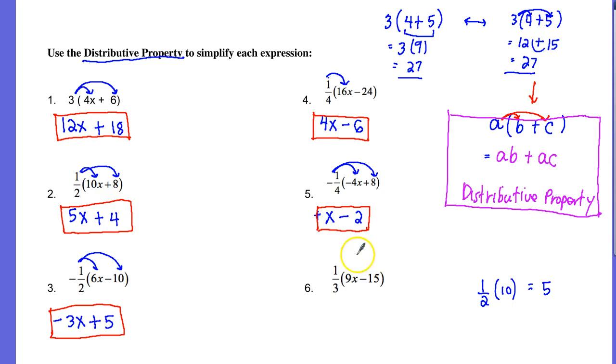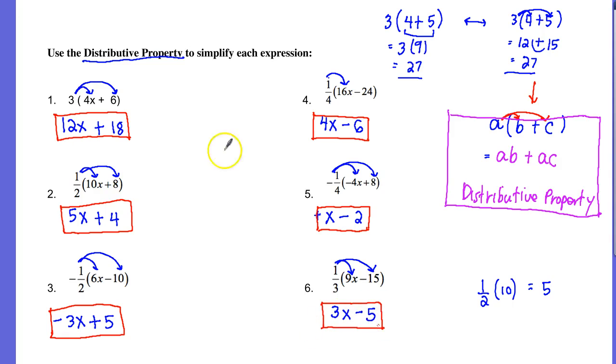Okay, the last one. 1/3 of the whole thing. So just like the 1/2, we divided by 2. 1/3, you divide by 3. So this one is just positive, so it will be easy. What's 1/3 of 9x? 3x. And then positive divided by negative, that's negative. What's 1/3 of 15? It's 5. So the simplified form of that is 3x minus 5.